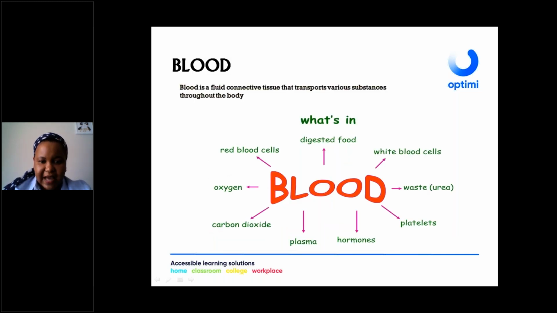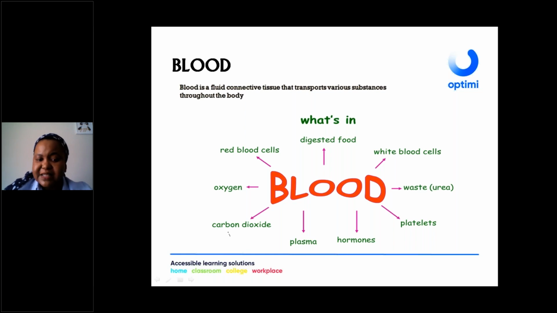So blood. From term 1, we have learned that blood is a type of connective tissue, but it is in fluid format. It is in liquid format, and its function is it transports various substances throughout the body. Okay, so what's inside the blood? What will we find inside the blood?